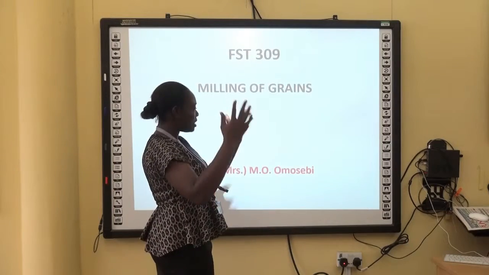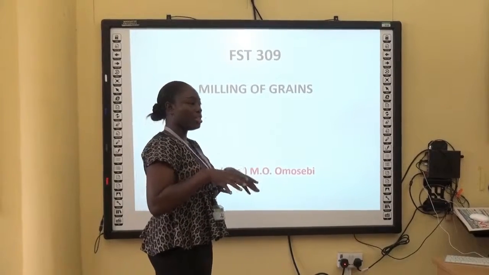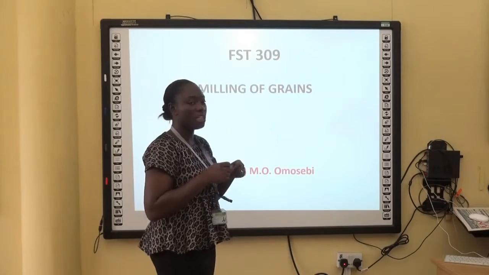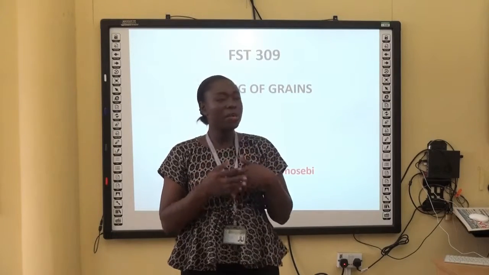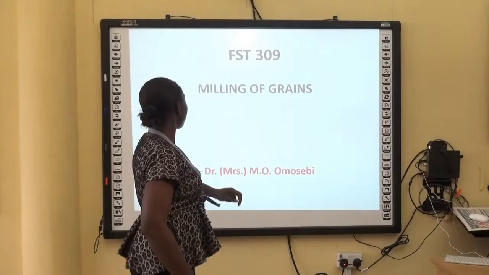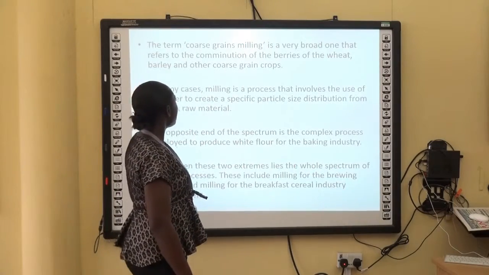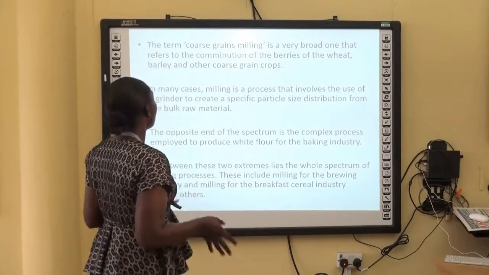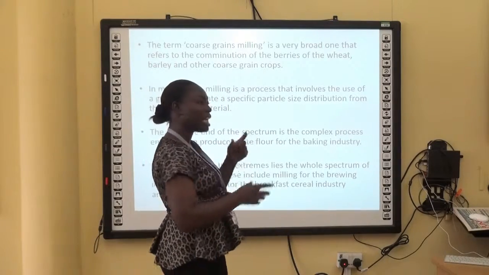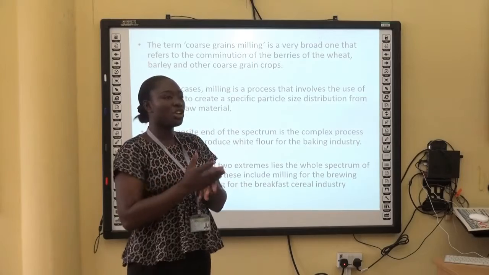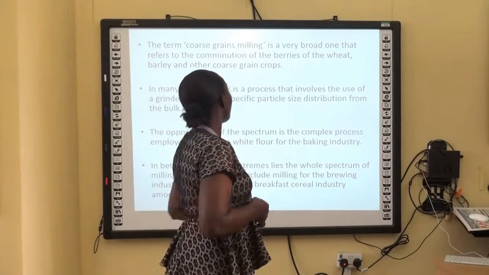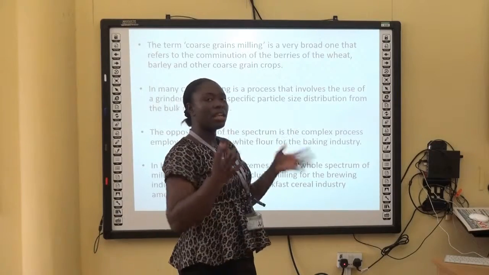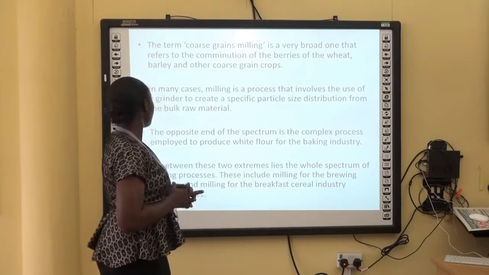You know, we have looked at several cereals, and now today we want to look at a very common way of using grains, and that is by transforming them from grains into flour. Now, the term coarse grain milling is a very broad one that refers to the grinding or reduction of particle size of the berries of cereals ranging from wheat, corn, millet, and the rest.